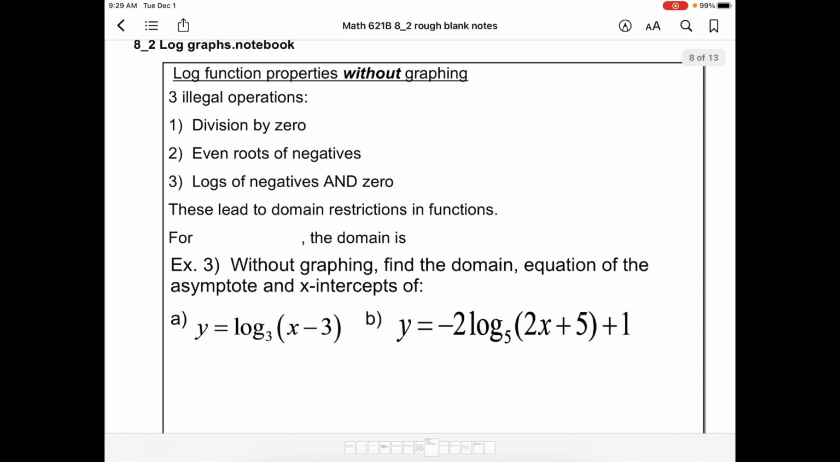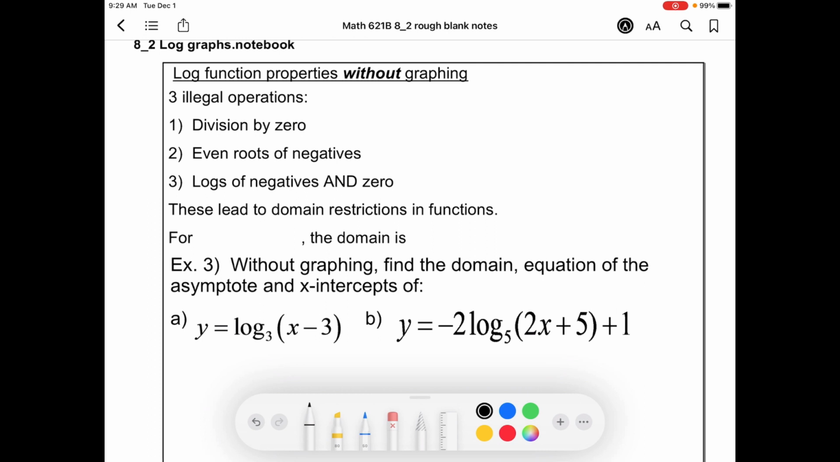Sometimes actually generating the graph is kind of overkill for these questions. Sometimes you just need to know the direction it's opening and what its domain is. So we're going to look at some log function properties without graphing. And I'm just going to hark back to the very first lesson we had, and we talked about domain. And there are basically 3 illegal operations. You can't divide by 0. So if you have 1 over something, I'm going to use my favorite variable of a poorly drawn unicorn, that unicorn, or whatever that expression is, can't be 0.